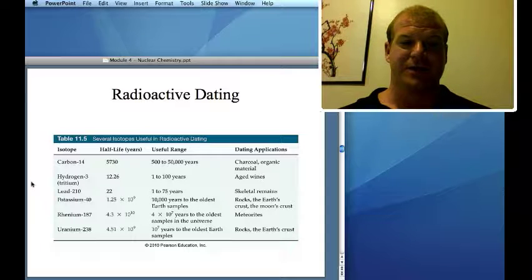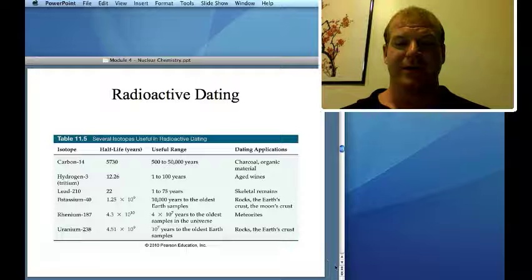you can date. Tritium, you can use it for short-term, for aged wines. I mean, you're not going to do it for the cheap wine you get. I like wine, but I wouldn't buy wine that someone would age with that. This is for a really expensive wine. Lead for skeletal remains. Potassium for rocks. Ruthenium for meteorites, and uranium for rocks. So you can see here the 4.6 billion year lifespan of the Earth comes from this right here: the potassium-40, and uranium, specifically the ratio between uranium and lead.